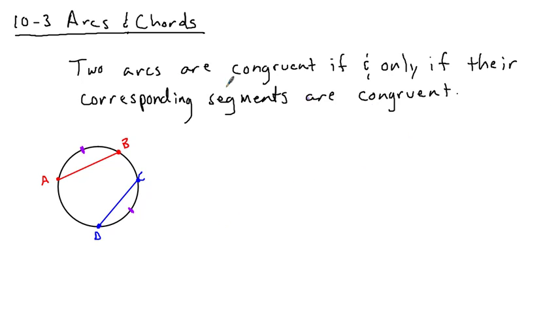Okay, so what all this writing means, two arcs are congruent if and only if their corresponding segments are congruent, is that arc AB being congruent to arc CD means that segment AB is congruent to segment CD. It's not anything super exciting, but it's something you have to recognize when you're doing problems. And this works both ways. So if the segments are congruent, then the arcs are congruent. If the arcs are congruent, the segments are congruent.